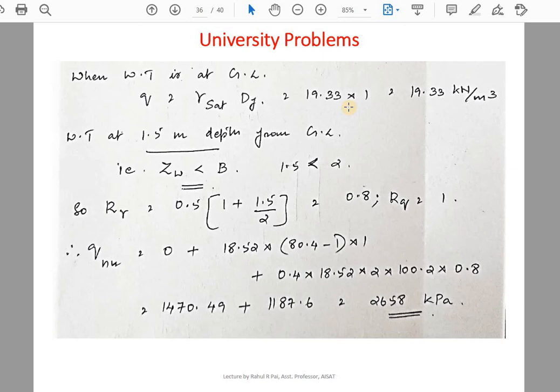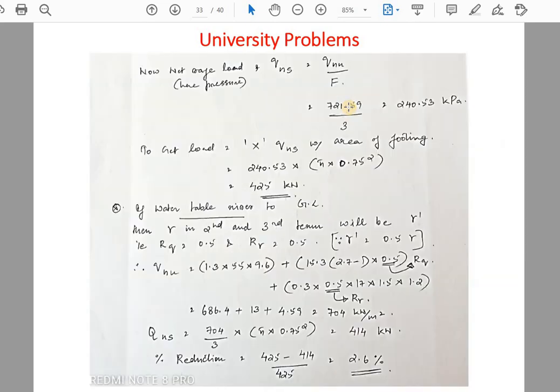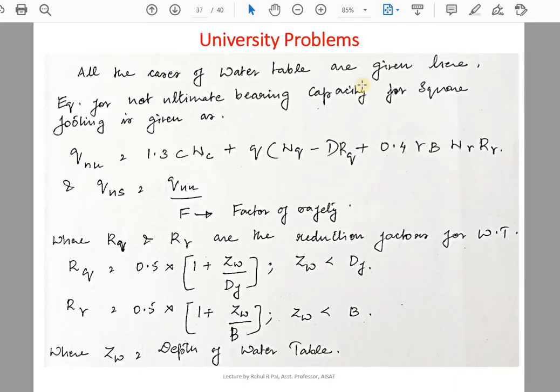Here what I would like to say, let me move on to this equation of bearing capacity. So this is the standard equation: 1.3 C NC plus Q (NQ minus 1) RQ plus 0.4 gamma B NGamma R gamma. Here it is 0.4 because it's a square footing. What I would like to say is, while taking the value of Q and while taking the value of gamma, you must be careful where the water table is.